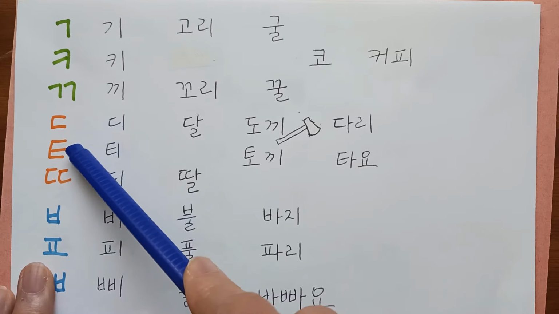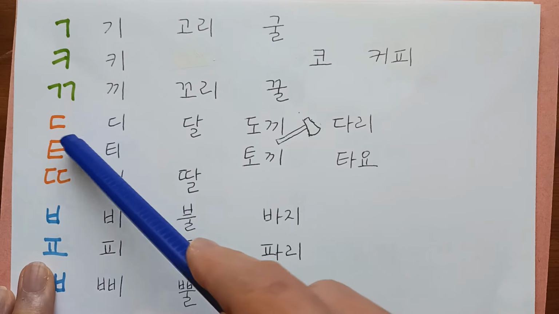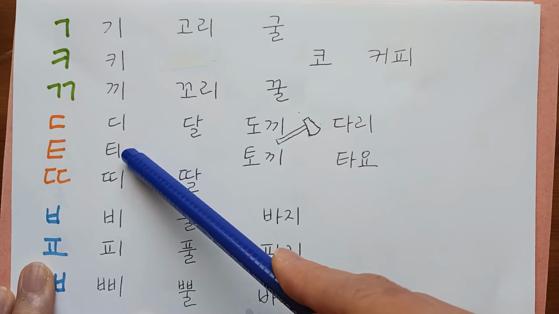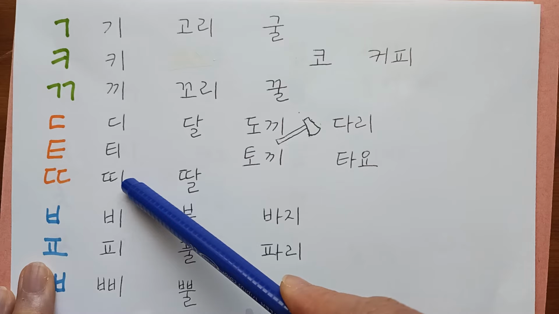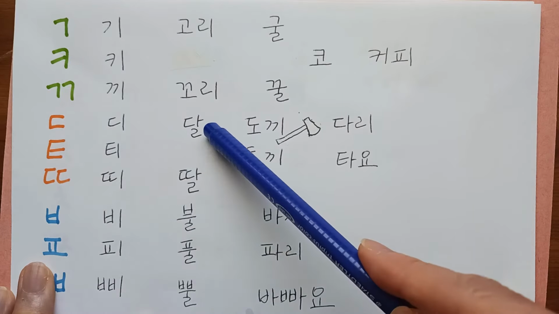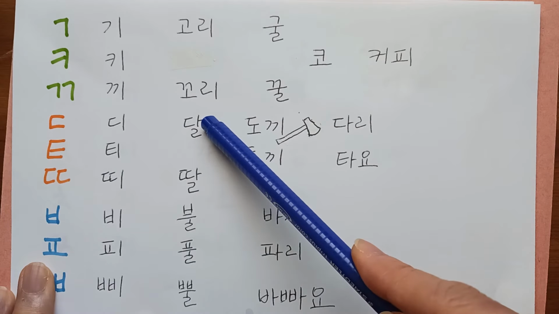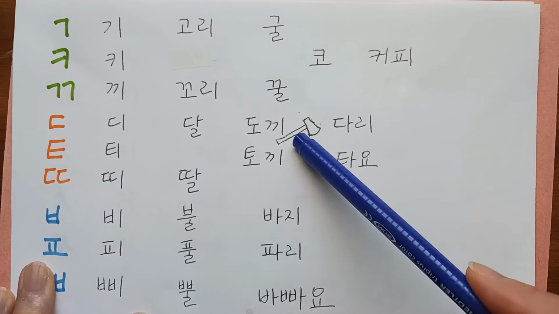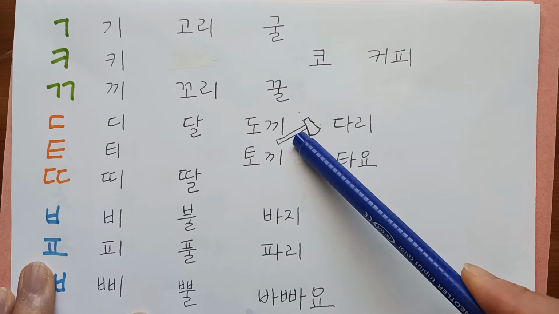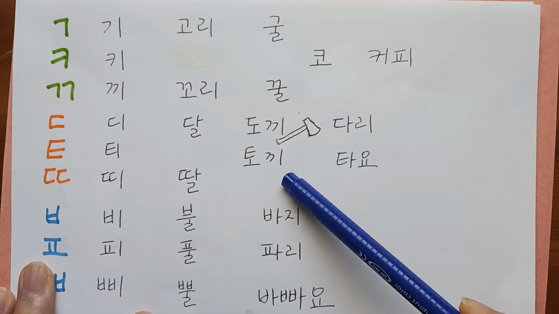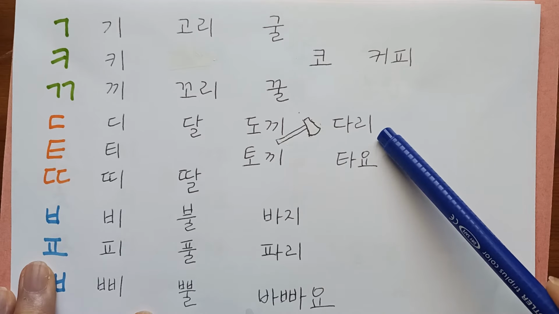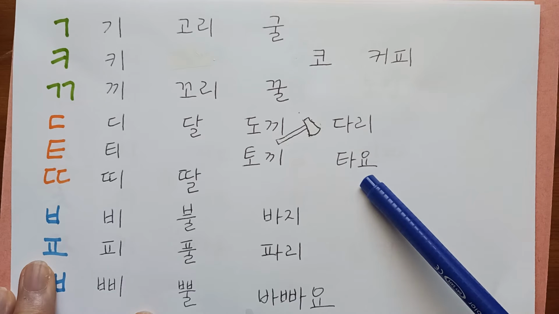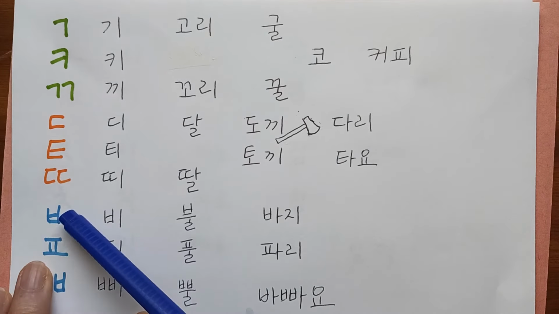Let's look at those three. I'm adding E vowel right here. D, t, air gets out and intense in your throat. D. And 달, 딸. 달 means moon. 딸 means a daughter. Very different, right? 토끼, a rabbit. 다리, a leg or a bridge. 타요. 버스를 타요. Take a bus. 택시를 타요. Take a taxi. It means ride.